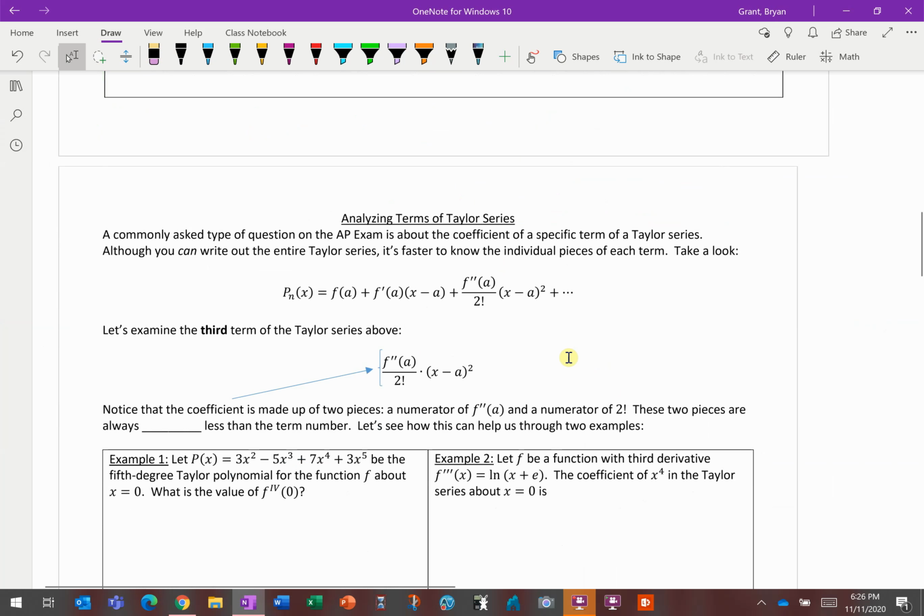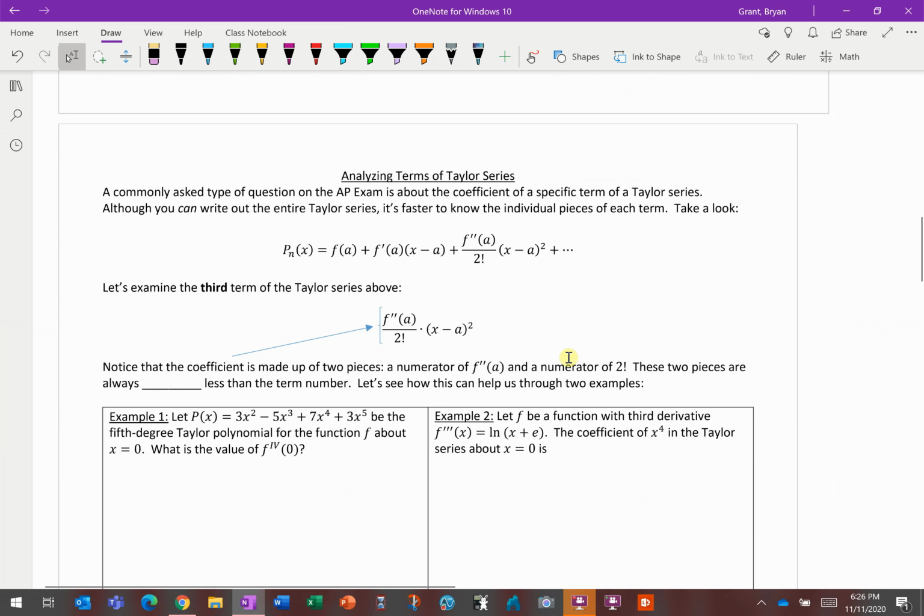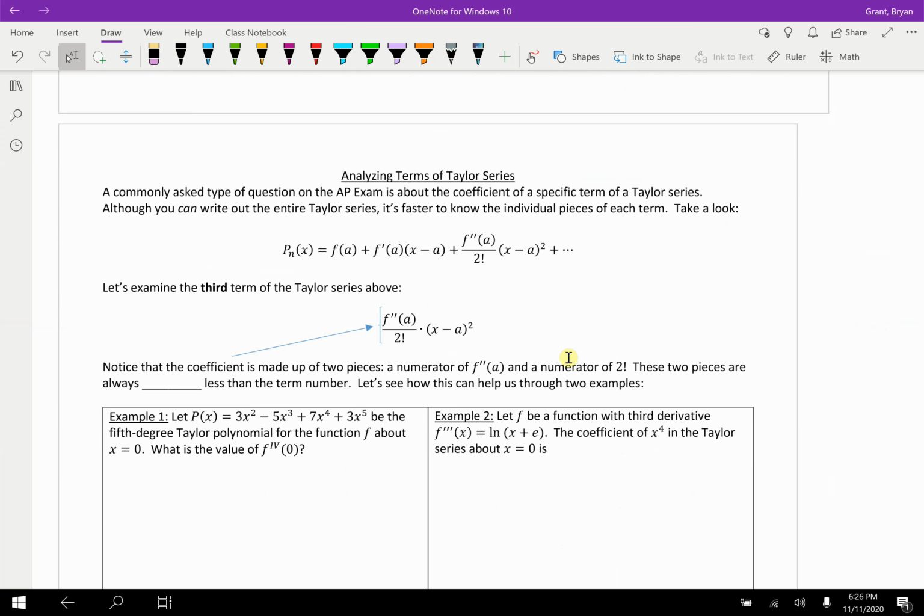Okay, the second part of today is about analyzing terms of Taylor series, and they really like to throw one of these at you for multiple choice questions. They're honestly not a terribly tough question, but it does take a little bit of critical thinking. A commonly asked question is, you have a Taylor series. Tell me about the coefficient of the Taylor series term that has a degree of 7. And you have to know what makes up that 7th degree term.